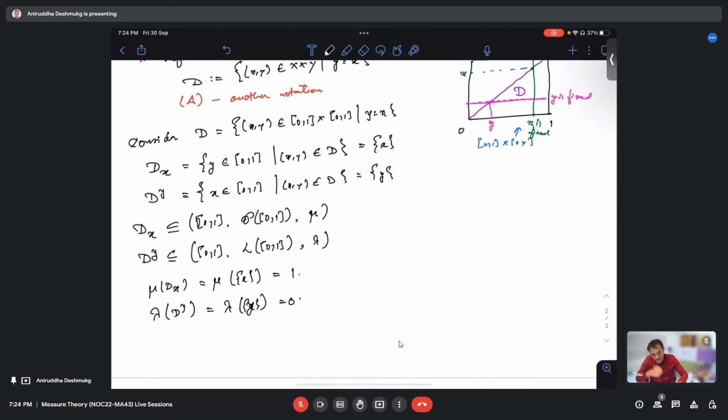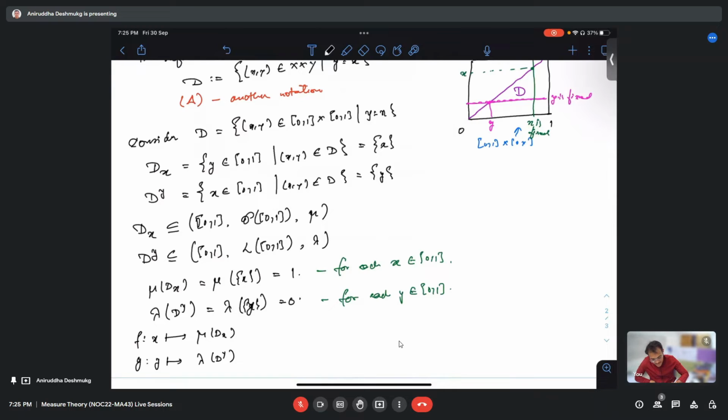Notice that this is true for each x, and this is true for each y. All in all, what we are saying is that these functions f, which takes x to the measure of Dx, and g, which takes y to the measure of Dy, are basically constant functions. So f at any x is 1, g at any y is 0.